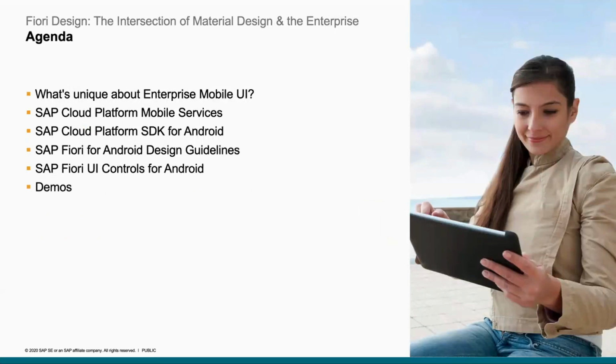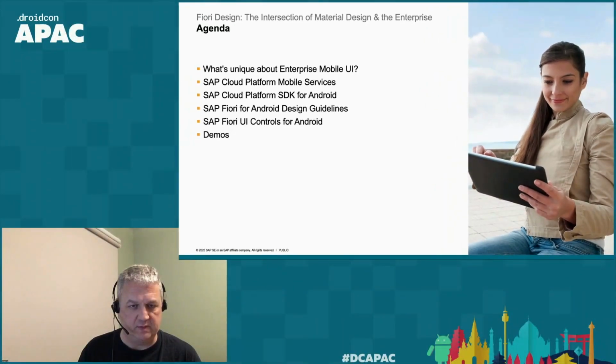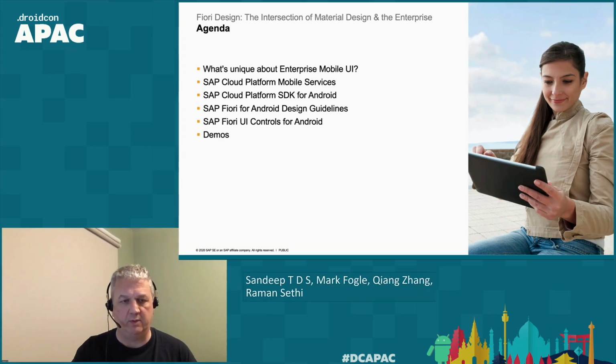So a little bit about what we're going to cover today. We're going to be talking about first what's unique about enterprise mobile UI versus your sort of garden variety consumer-based UIs. We're going to talk a little bit about SAP's Cloud Platform Mobile Services. That's our mobile services backend. A little bit about the Cloud Platform SDK for Android in general. Then we'll talk about the Fiori for Android design guidelines, and then we'll dig into the controls. And throughout, I'm going to be interspersing demos where it makes sense.